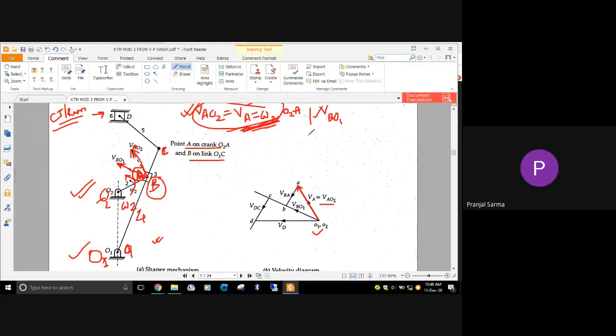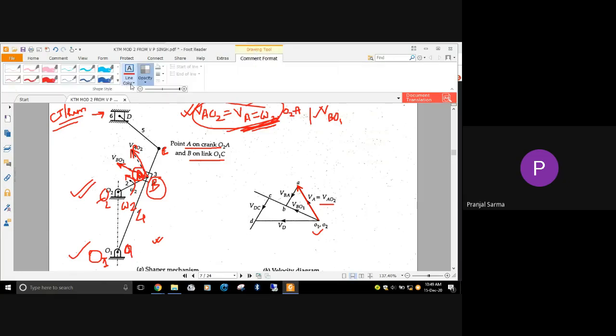Sir, VAO2 is perpendicular to which line, sir? This crank, O2A. Getting my point? Sir, but it doesn't look perpendicular. This is the link, okay? This is perpendicular. Yes, sir. Now you're getting it? So this line is parallel to this line. I am drawing it somewhere else.